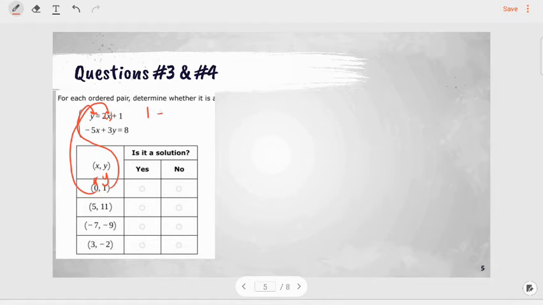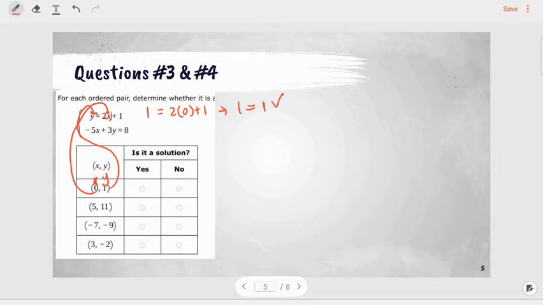So what does that look like? 1 equals 2 times 0 plus 1. Let's simplify. 1 is equal to 2 times 0, which is 0, plus 1 is 1. So it works out for the first equation. But remember, I'm not just going to click yes until I test it in the second equation.